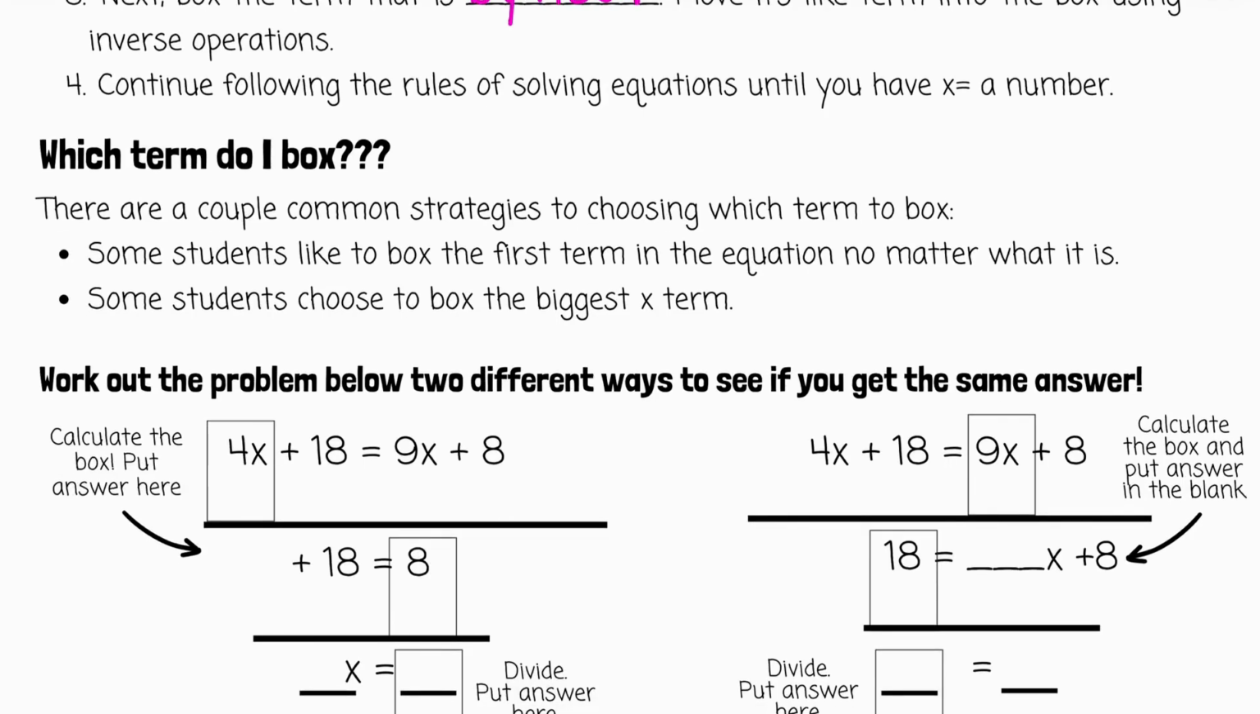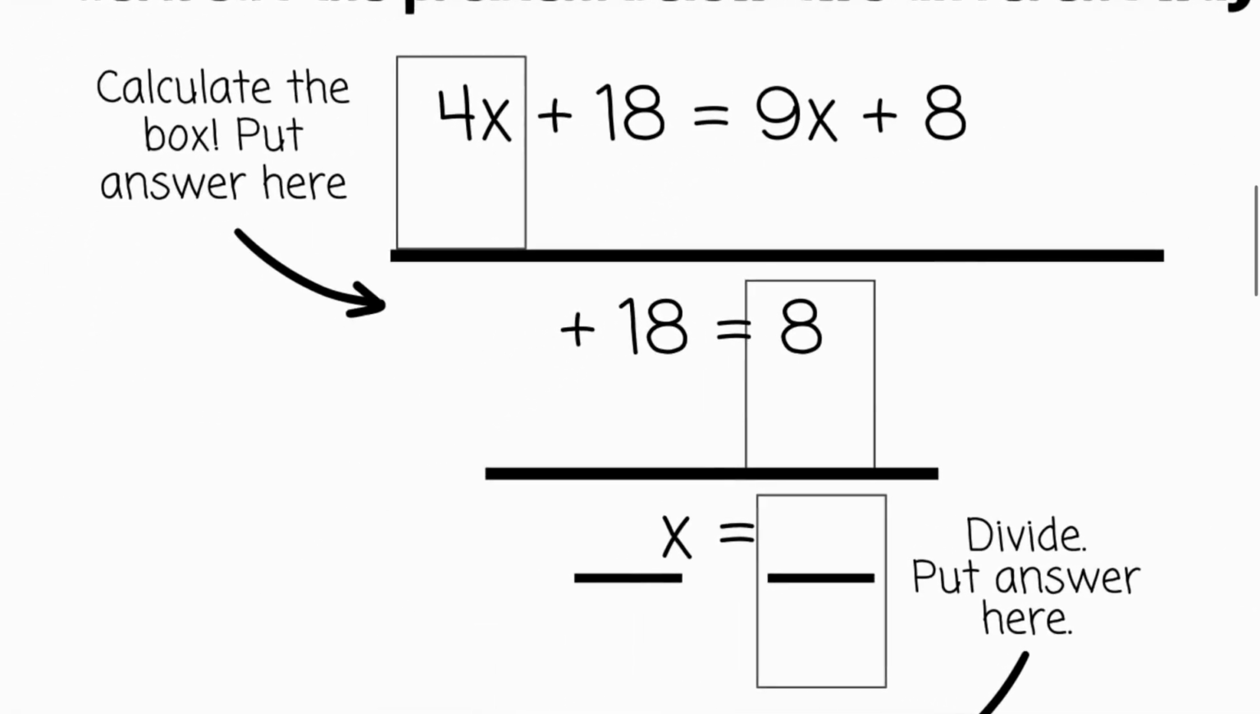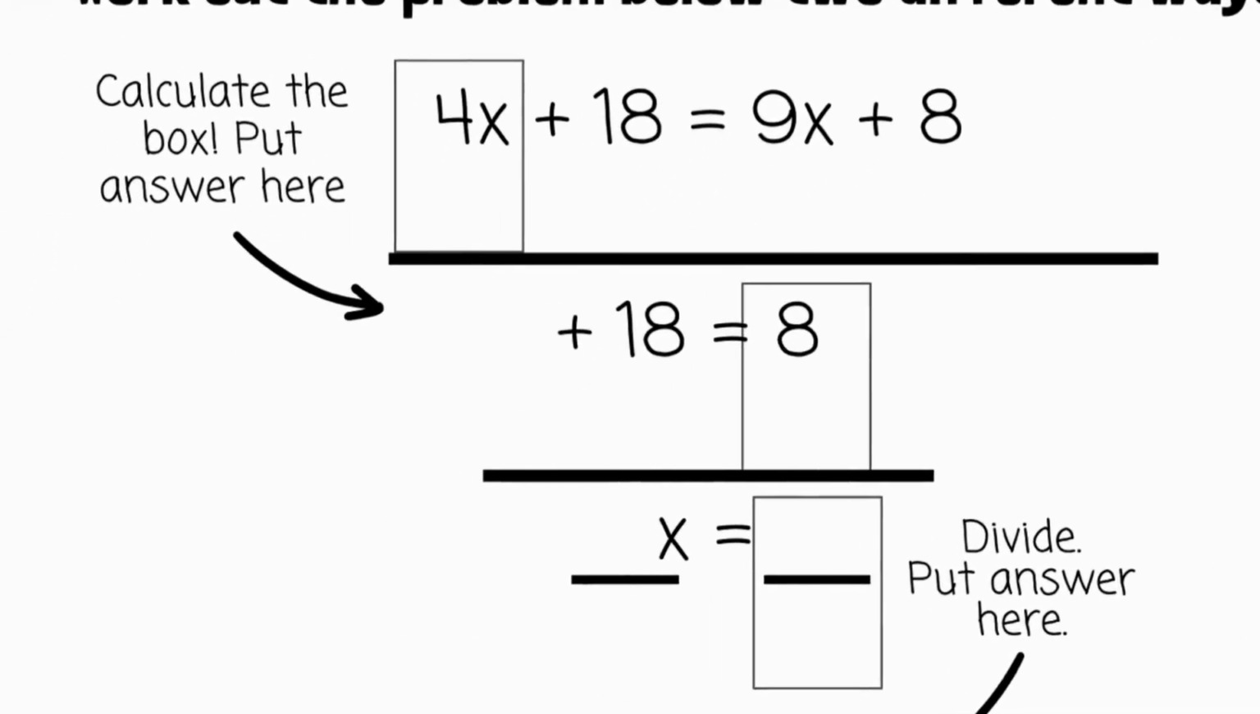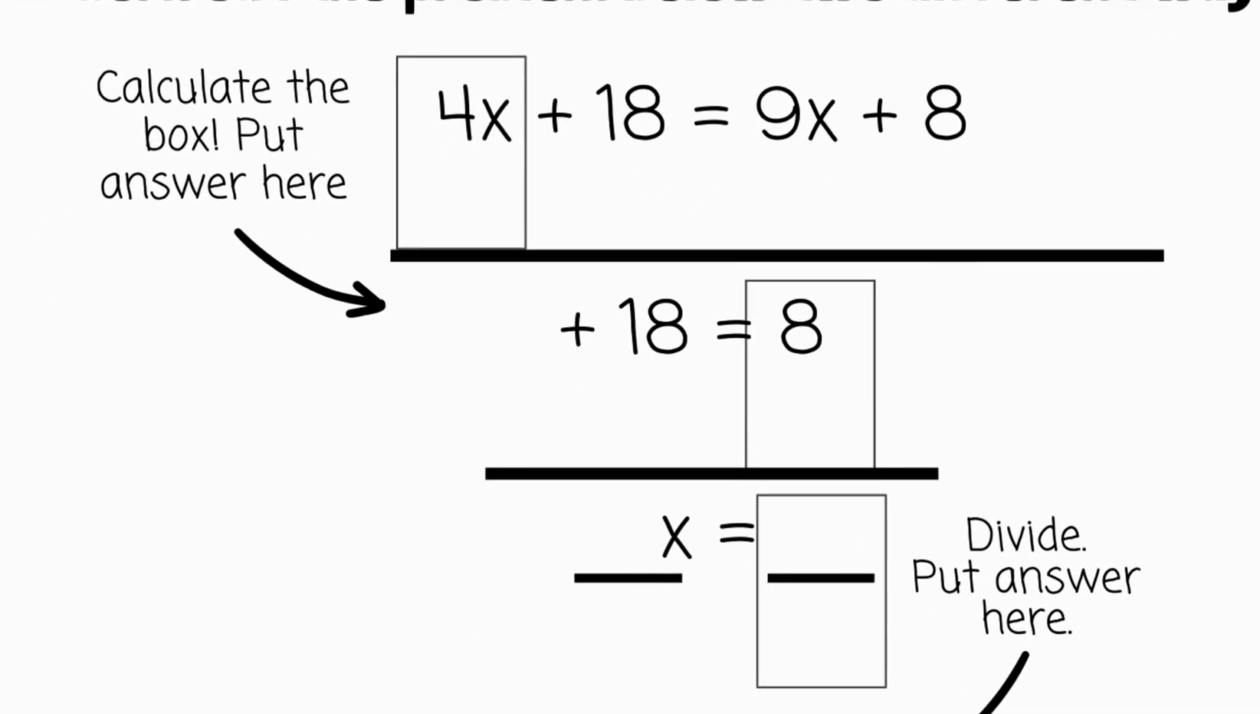So you get some choice, but there is some strategy in picking which term you want to box. And I've had students that choose to do this several different ways. Some students like to box the first term in the equation, no matter what it is. Whatever term is farthest on the left, that's what they are going to box. I've got some students who choose to box the biggest x term so that they don't end up with a negative x. That's a totally fine strategy too. Okay, so we've got the same problem here. We're going to work it out two different ways and see if we get the same answer.